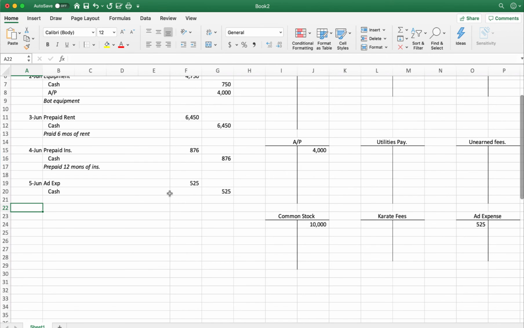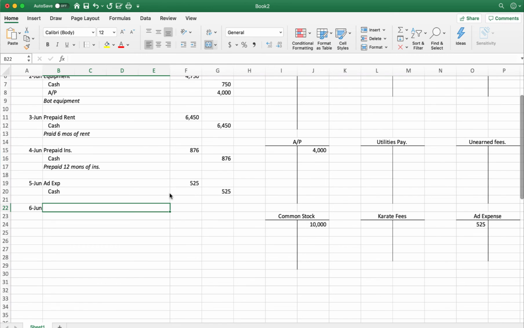Let's see what happened on June 6th. Okay. On June 6th, they tell us billed participants for karate lessons to date. So, we've gave karate lessons. It's now time to bill those people. We are going to send them a bill, right? We've earned the revenue, we earned the fees, because we provided them with the karate instruction. We're issuing them a bill, right? We're not getting cash, right? This is an example of deferred revenue, right? We recognize cash is going to come later.